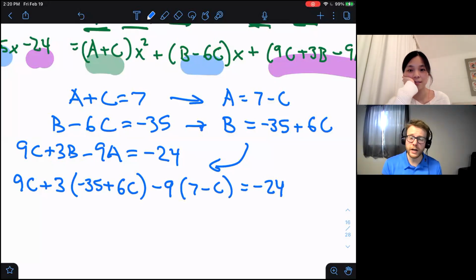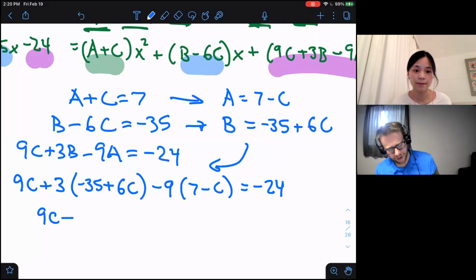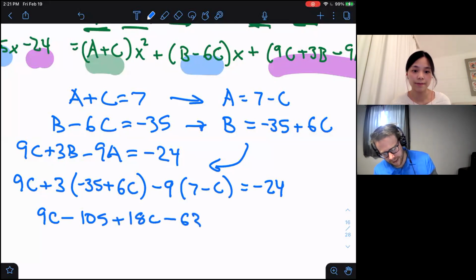So now I have just one equation and one unknown, right? I just need to solve this for c. So, okay, we need to spend a little bit of time. 9c, you guys are lucky with the TI-30s, the calculators and whatnot. They'll help you out with this. 3 times negative 35 here, right? When I go ahead and distribute that, it's going to be 9c plus 105 plus 18c minus 63 plus 9c equals negative 24.